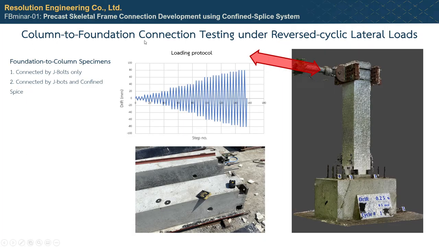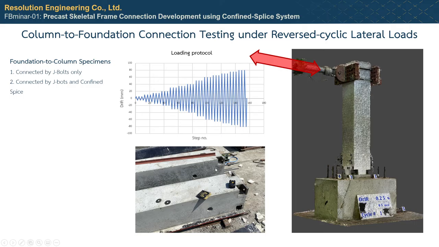Next, we test the column to foundation connection under reverse cyclic lateral loads. This is coming from pictures that I assembled into 3D pictures by a technology which is pretty much like LiDAR scanning. So I stitched the pictures together into 3D objects from about 100 pictures of the specimen, and then we can construct the 3D view. It could be a 3D finite element. I can get the mesh and coordinates of everything. Well, anyway, that's not the main idea. Let's take a look.